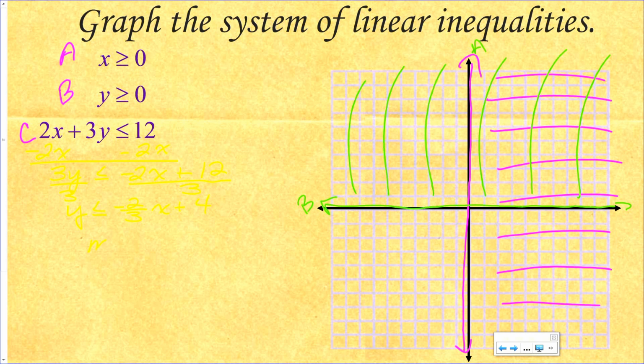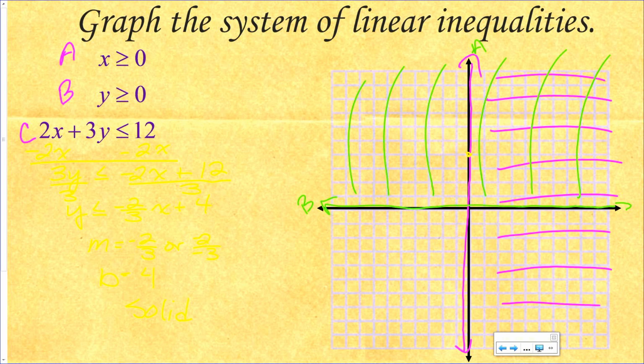My slope is negative 2/3, or 2 over negative 3. My y-intercept is... and is it solid or dashed? How do we know it's solid, Jose? Yeah, if it has "or equal to," then it's solid. Then it's dashed. Does that help? Okay.